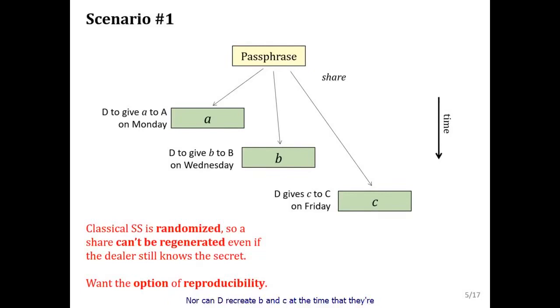Nor can D recreate B and C at the time that they're needed, because, recall, the sharing algorithm was probabilistic and needed to be for security.